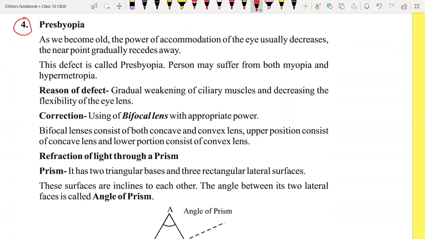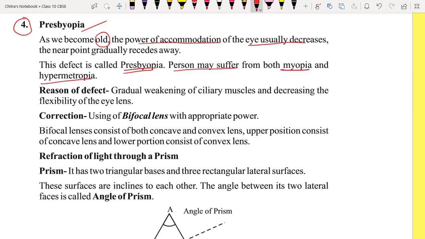So presbyopia, which one student has just asked about, is when a person suffers from both. That disease is called presbyopia. It generally affects old people, the aging population. The power of accommodation of the eyeball usually decreases. It cannot set its focal length on the retina. Sometimes the ciliary muscles become weak, so the power of accommodation of the eye lens decreases. That means the person may suffer from both myopia as well as hypermetropia.